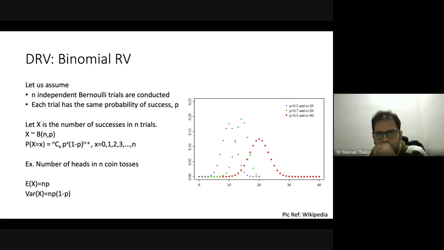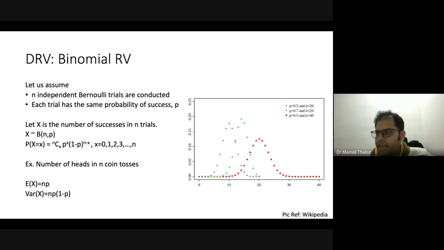If you understand Bernoulli well, binomial is easy. Let's say you are conducting n independent Bernoulli trials, that means n trials where only successes and failures are there. Let's say n coin tosses. Each trial has the same probability of success P, but you are doing it independently. Now X denotes the number of successes in those n trials.